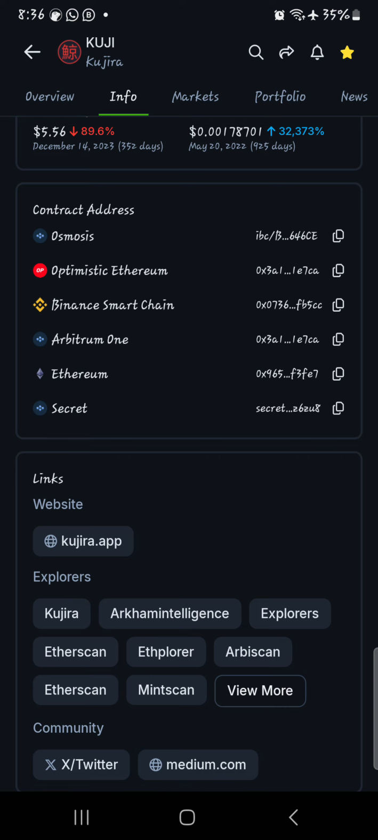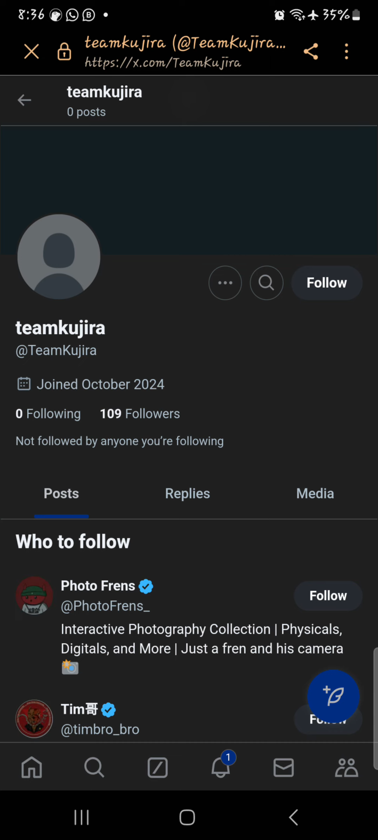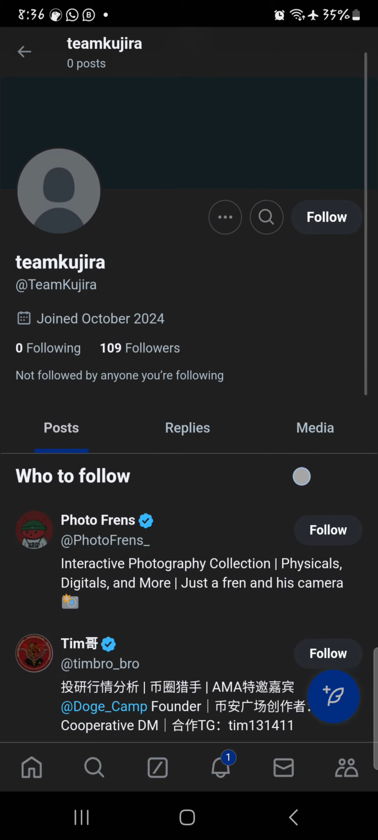But oftentimes it's important to always see their handle, their Twitter, right? When was the last time they posted? What's the issue? Oh wow, so this is a problem. Zero posts.